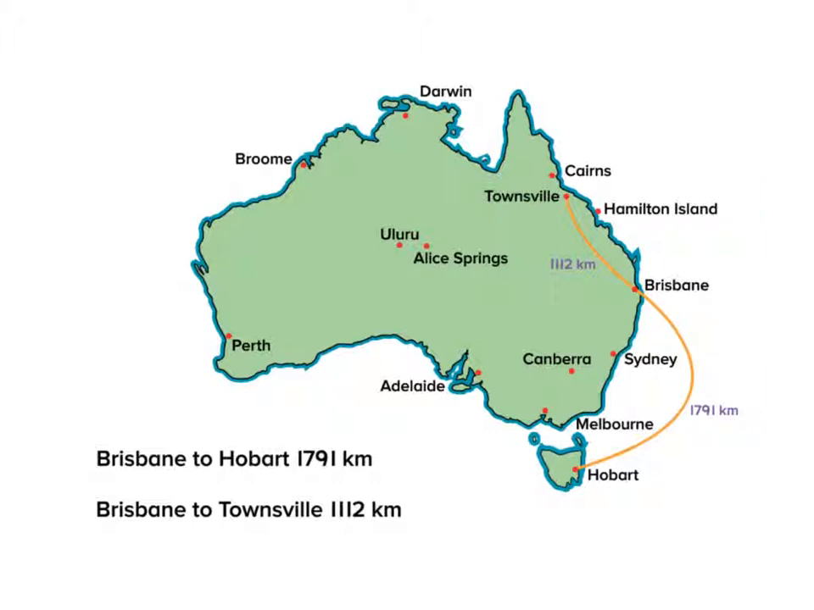Let's have a look. They've both got a 1 in the thousands column, so that's no help to me. I need to go to the hundreds column. This one has a 7 in the hundreds column and this one has a 1 in the hundreds column. So straight away I can see that Brisbane to Hobart is further than Brisbane to Townsville.